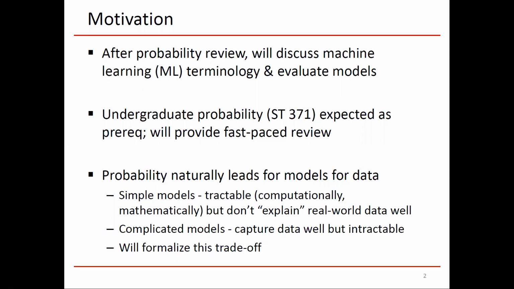And probability naturally leads to models for data. And the simple models, they're tractable. That could be computationally tractable, mathematically tractable. Basically, they're simple, but they may not explain real-world data well because real-world data is often very complicated. On the other hand, complicated models may capture the data better, but they're intractable computationally, mathematically. Basically, they're difficult to work with. So there's inevitably a trade-off between the two, and we're going to formalize this trade-off, allowing you to have some understanding of how to choose reasonably complex models.